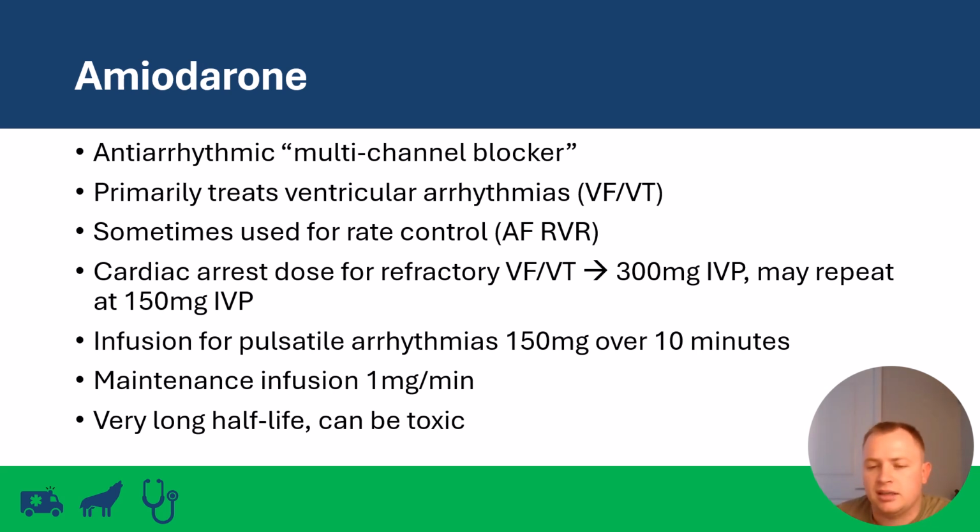In adults, we start with 300 milligrams IV push for that first dose, and we can repeat it once at 150 milligrams, so half a dose. And of course, this can be IV or IO. Same as all these meds, they can be IV or IO. Now, if we have somebody with a pulse, so somebody not in cardiac arrest, say we have VTAC with a pulse, we can give an amiodarone infusion of 150 milligrams over 10 minutes.